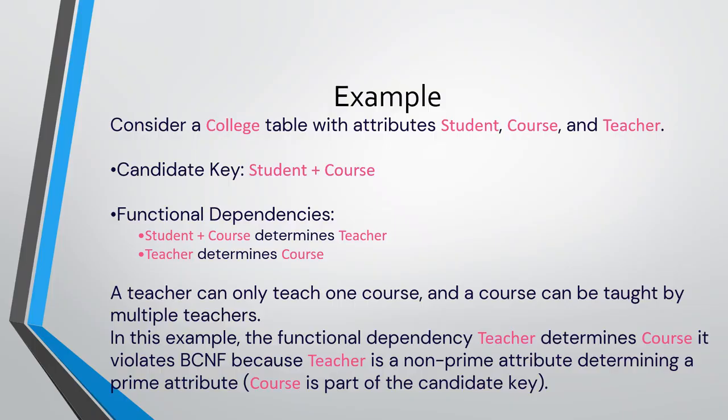In this example, the functional dependency teacher determines course. It violates Boyce Codd Normal Form because teacher is a non-prime attribute determining the prime attribute. That is, course is part of the candidate key.